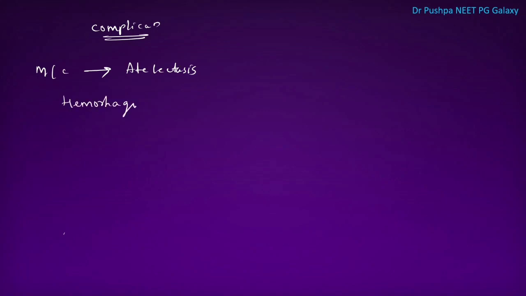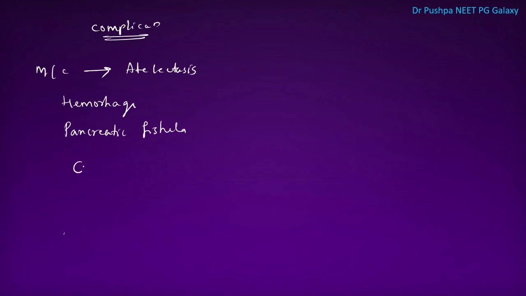What are the complications of splenectomy? This is one of the important topics, complications following splenectomy. Most common complication is left lower lobe atelectasis. Atelectasis of lung, and we can see hemorrhage, pancreatic fistula, there can be formation of fistula.